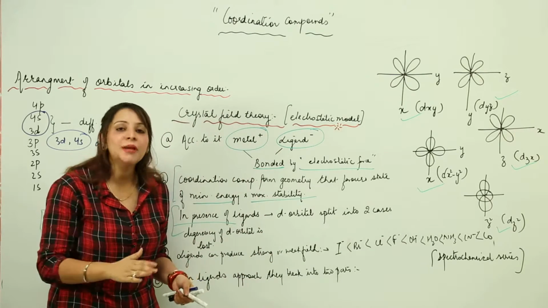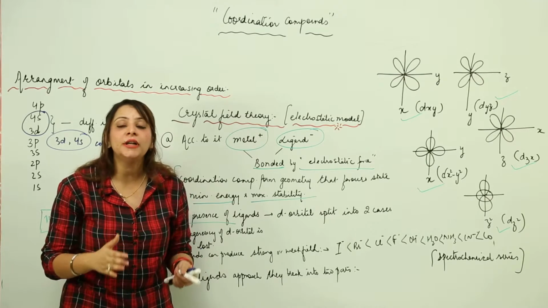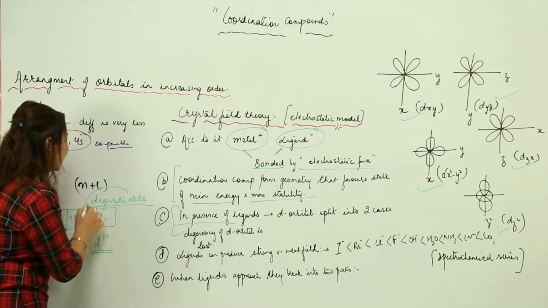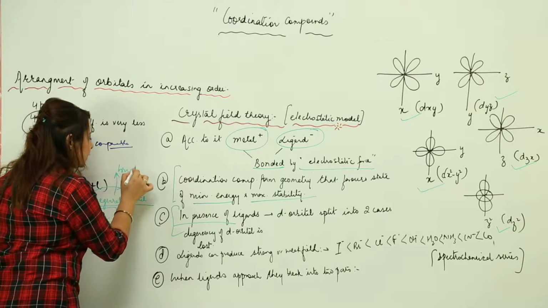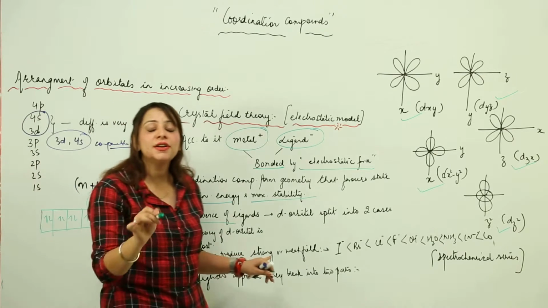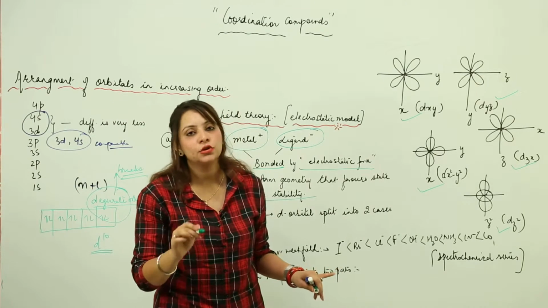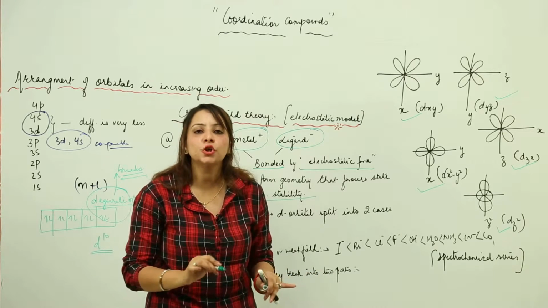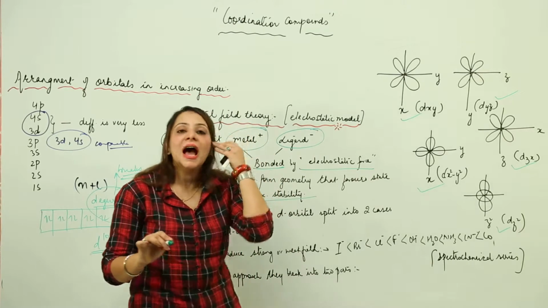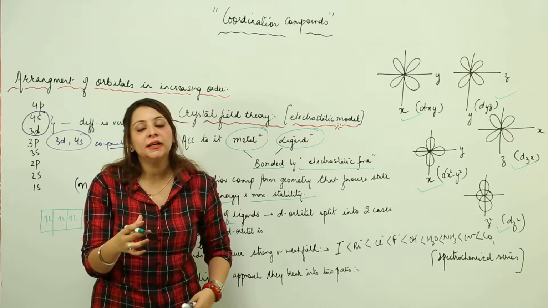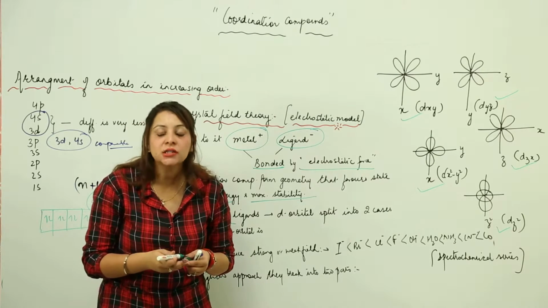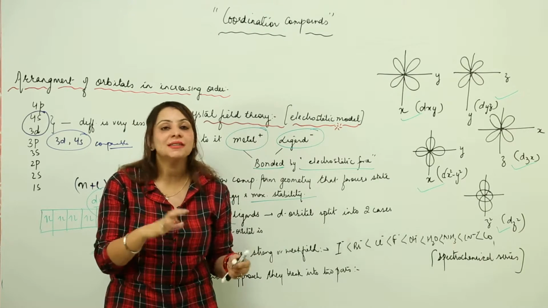Though they possess the same energy, when the ligand approaches the metal atom, this degeneracy actually breaks. But this degeneracy is lost only when the ligands approach the metal atom. Otherwise, when we talk about the d orbitals, all orbitals are of the same energy, they are degenerate. But as the ligand approaches the metal atom, in order to bond with it, the degeneracy gets lost, or you can say the orbitals now possess different energy.